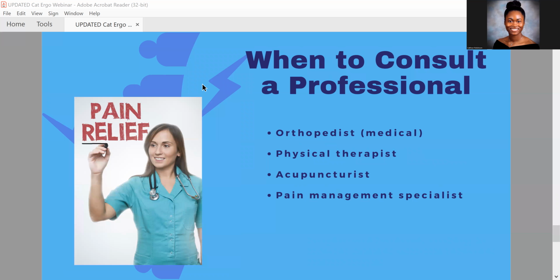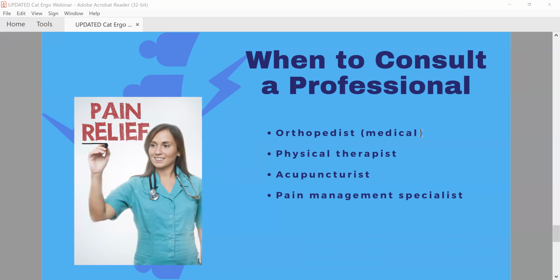And so lastly, it is important to understand when to contact a professional about your pain and which professional to contact. And so typically people will visit an orthopedist or an orthopedic doctor since they specialize in the MS system. They can treat and advise you on your injury or the pain that you experience through rehabilitation or medication.